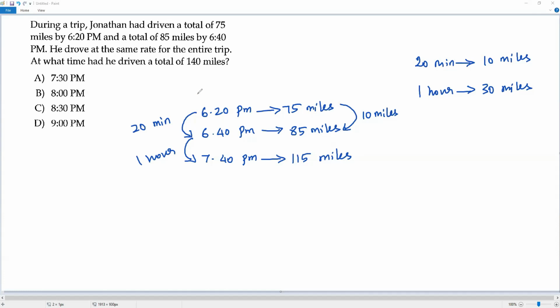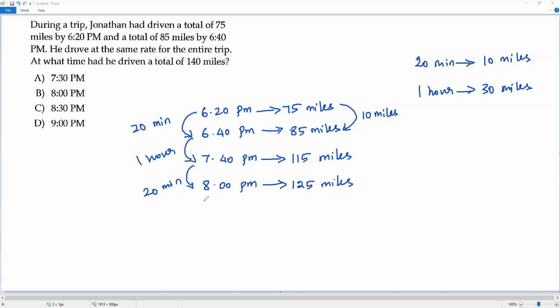So we have to continue this process until we reach 140 miles, because we have to find the time when Jonathan had driven a total of 140 miles. Okay, so now I'm going to take 20 minutes time duration from 7:40 p.m. So that is going to be 8 p.m. So from 7:40 to 8 p.m., we have 20 minutes time duration. Already we know that in 20 minutes time duration, Jonathan had driven a distance of 10 miles. Okay, now to know the distance covered by Jonathan at 8 p.m., we have to add 10 to this distance. 115 plus 10, it will be 125 miles.